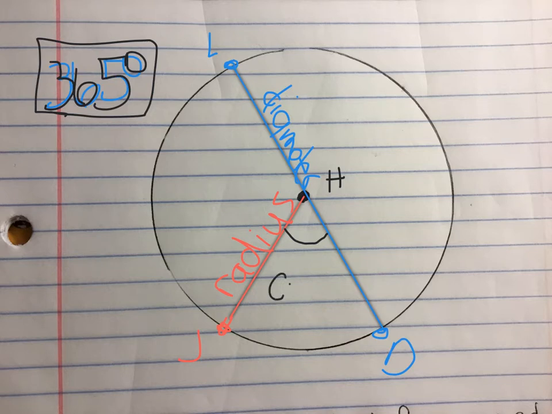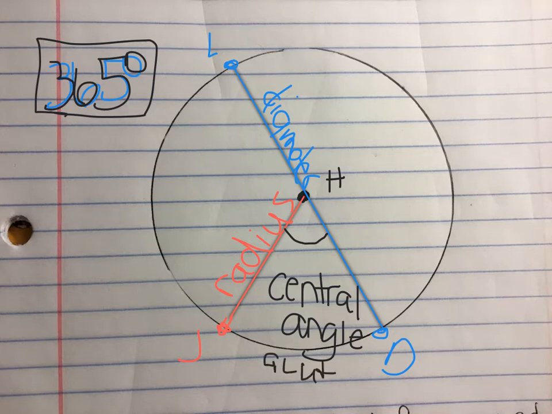This could be called our central angle. Now, is that angle acute, obtuse, or right? Yep, it's a cute little angle. So if I were to name the central angle in this circle, remember my vertex has to be in the middle when I name it. So I would name this J, H, D, or I could do it backwards and do D, H, J, but my vertex has to be in the middle of that.